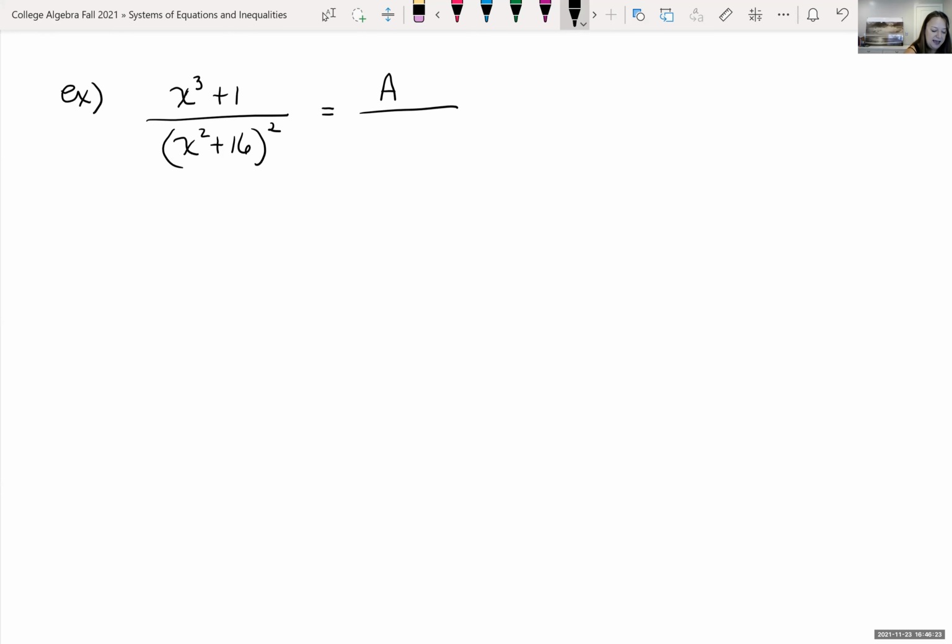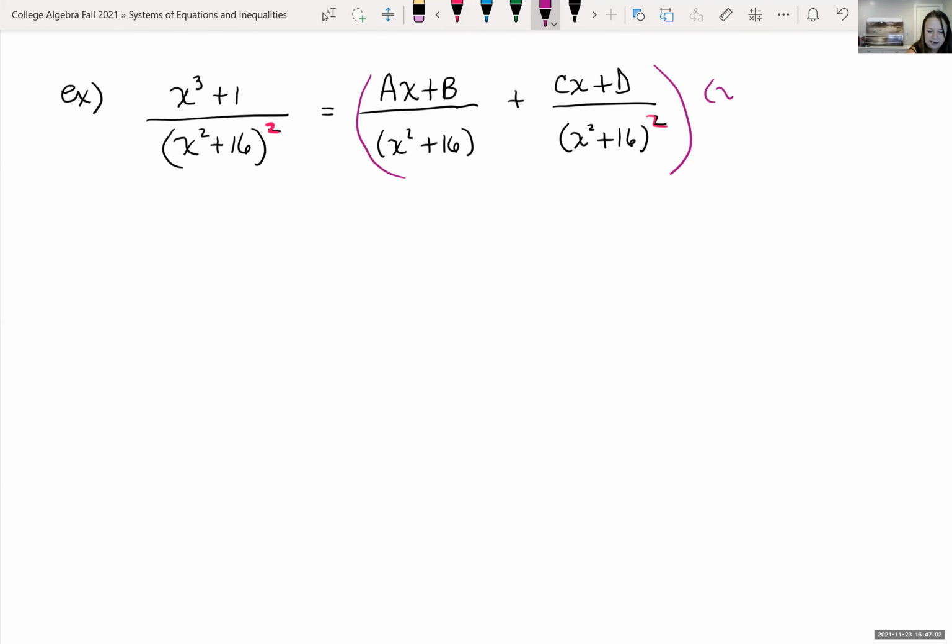And so when I rewrite the fractions, we're going to have ax plus b all over one of the factors, x squared plus 16, plus cx plus d all over, now, x squared plus 16 quantity squared. And we would continue to do that, raising the degree of that factor by 1 until we got to how many factors we have, which is 2 of them. So we stop. Our LCD, we can multiply both sides of the equation by this x squared plus 16 quantity squared.